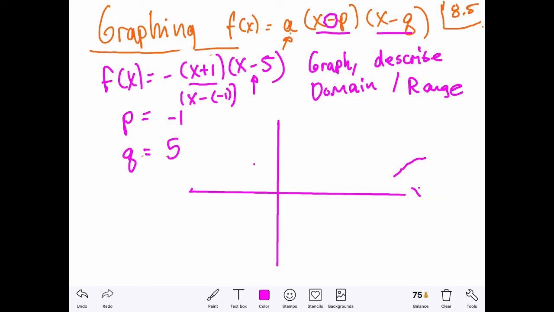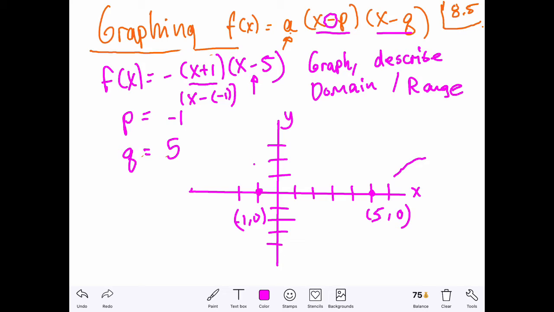Label your axes. And we have an x-intercept here at negative 1, and one here at positive 5. Okay, so we want to plot those first. We want to just go ahead and put in those x-intercepts here. And that location, again, would be negative 1, 0, and 5, 0 if we wrote those as points.